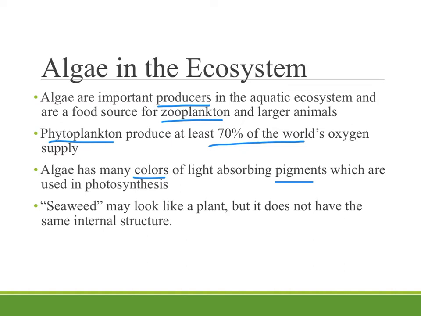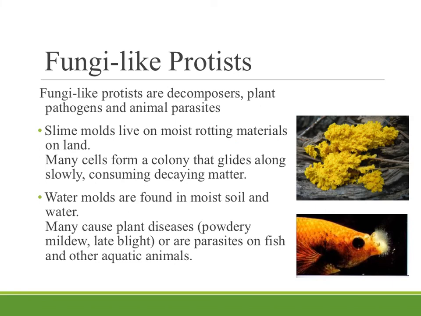As I mentioned already, that seaweed may look like a plant, but it does not have the same internal structure, so it is not a plant. And finally, there are the fungi-like protists, which are decomposers. Some of these are also pathogens, both for plants and animals. There are two main categories of fungi-like protists: the slime molds and the water molds.